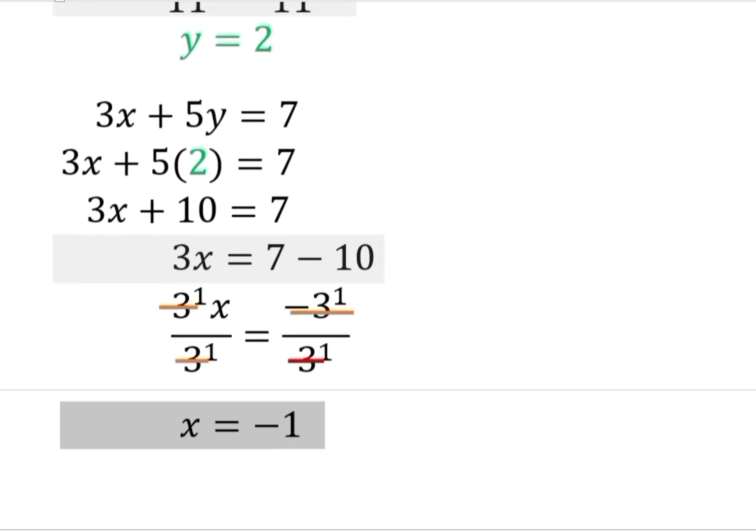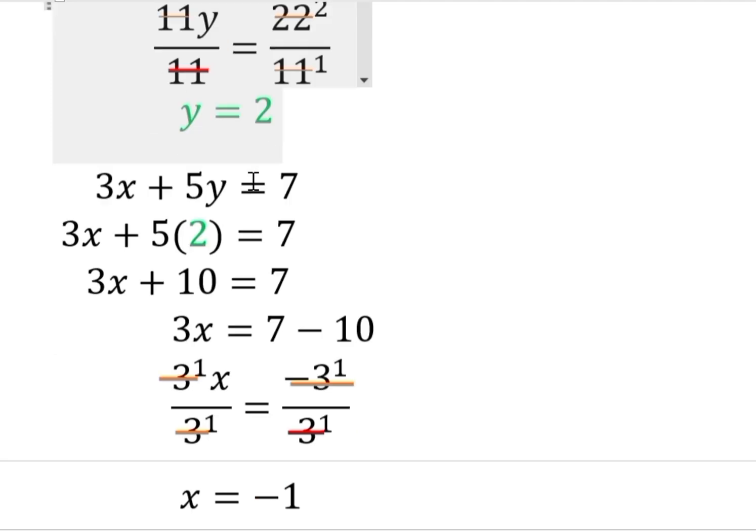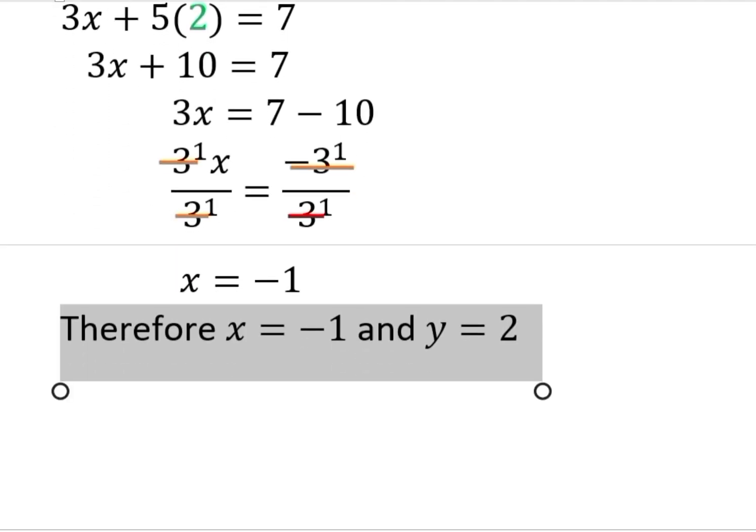We have found the value of x to be negative 1 and the value of y to be 2. So therefore, x is equal to negative 1 and y is equal to 2.